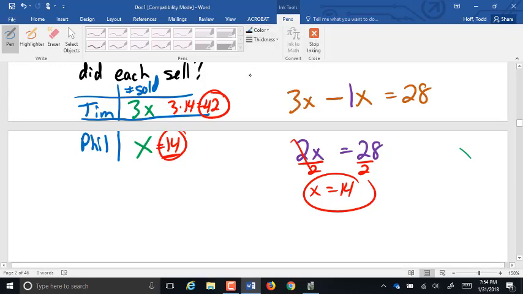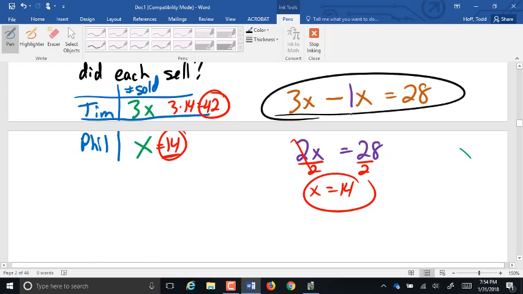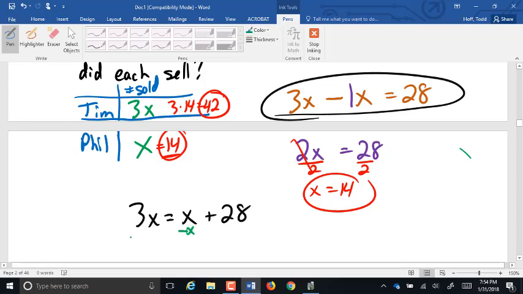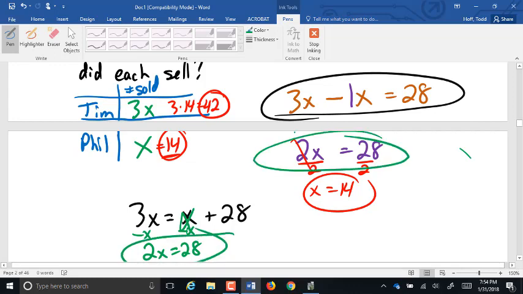Now, there is an alternative way we could have written this equation, saying that Tim sold 28 more than Phil. We could say Tim equals Phil plus 28. Notice, though, that when we go to solve that, what's the first thing we're going to do? We're going to subtract x from each side. We still get 2x equals 28. We end up at the same equation. It's just starting in a slightly different point.